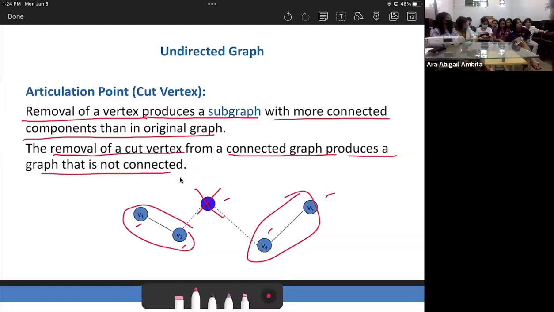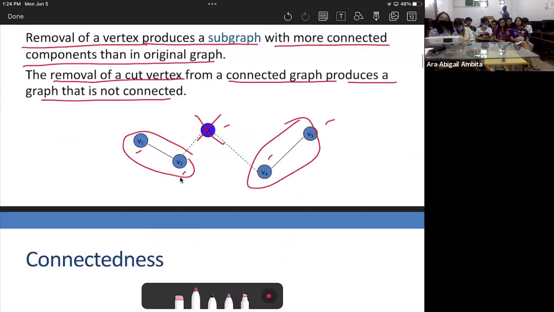Now, going back, an edge whose removal produces a subgraph with more connected components than in the original graph. So ito na yung example natin kanina. So in this case, meron tayong dalawang connected components compared kanina na hindi mo tinanggal yung cut vertex. Okay? Now, dito, tingnan natin.